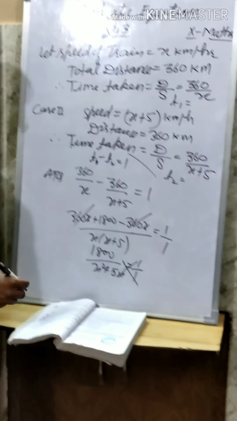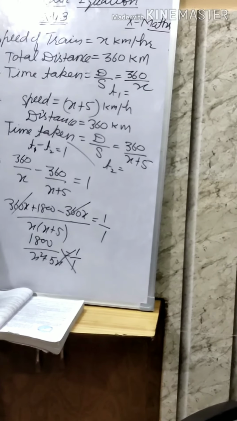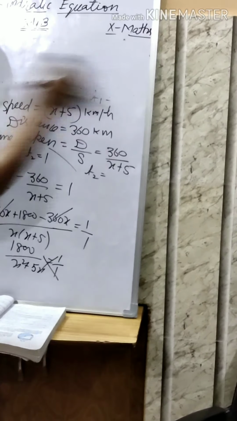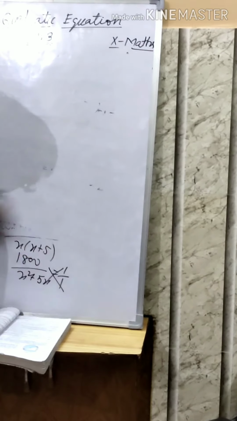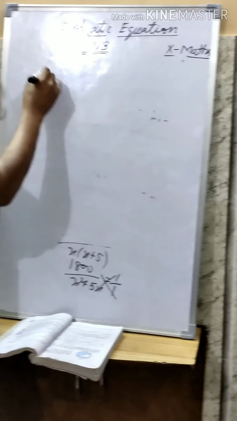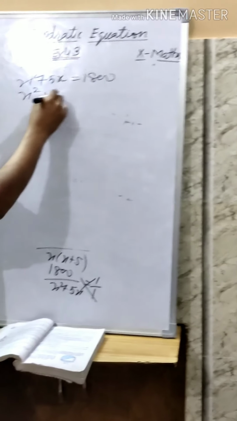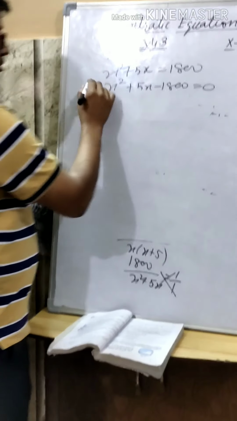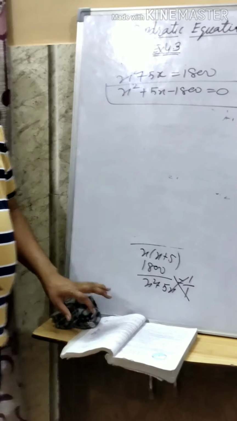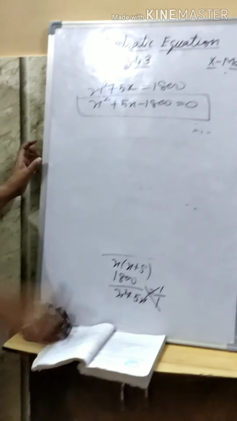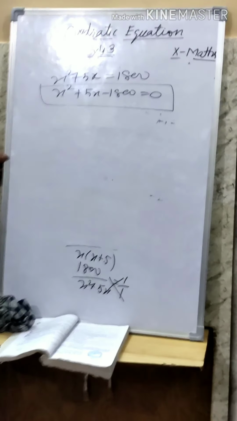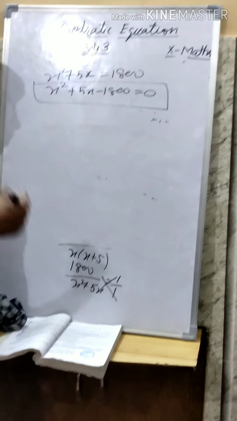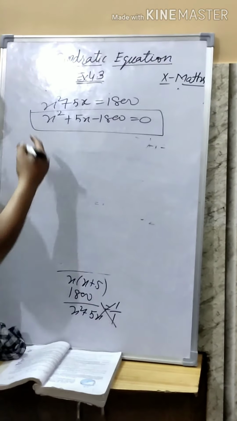Cross multiply, then you will get the equation. Which equation? x square plus 5x is equal to 1800. So x square plus 5x minus 1800 is equal to 0. So this is the quadratic equation. Understand? Now we have to solve the quadratic equation by any method, by factorization method or by D method also.